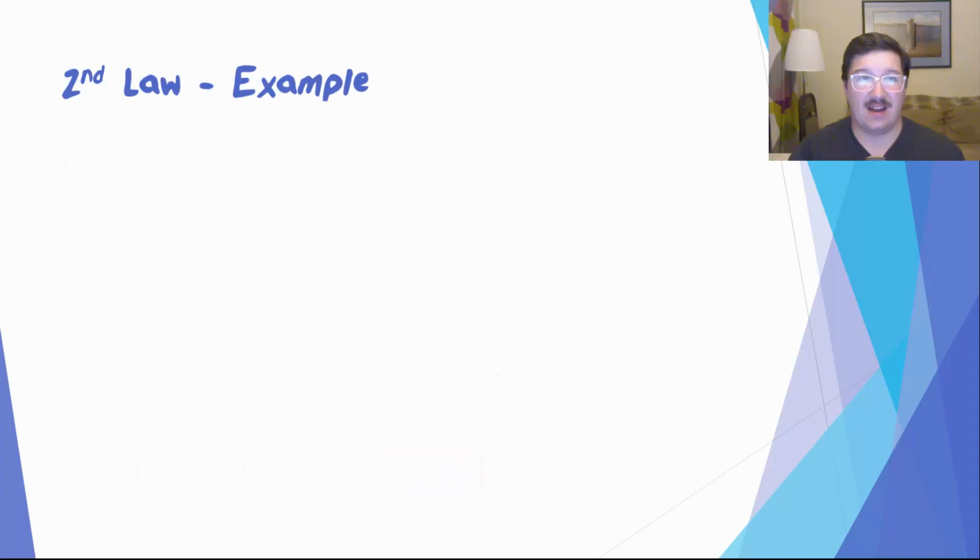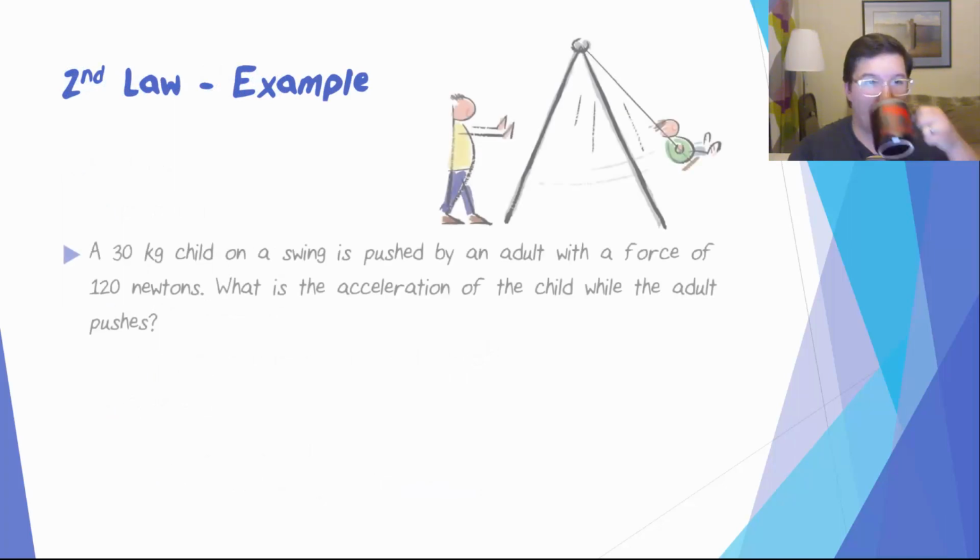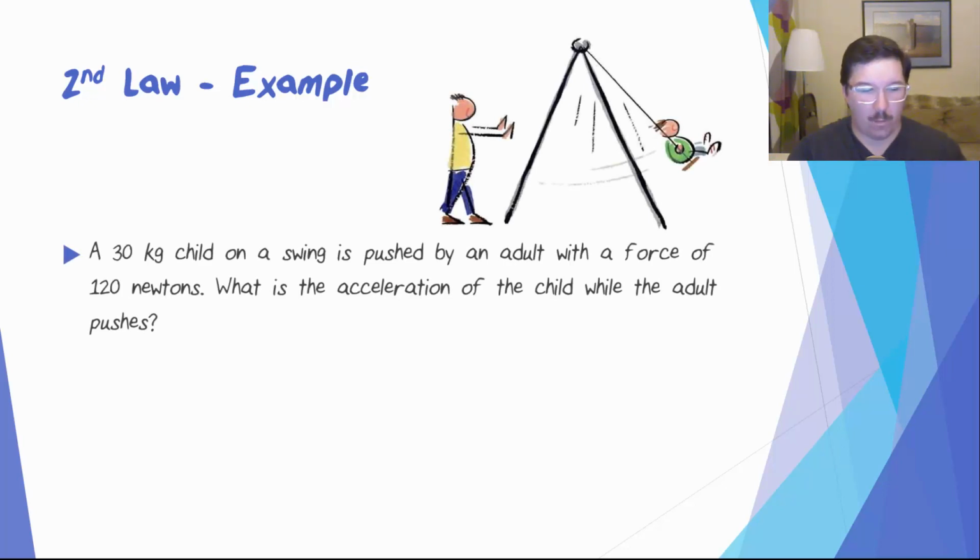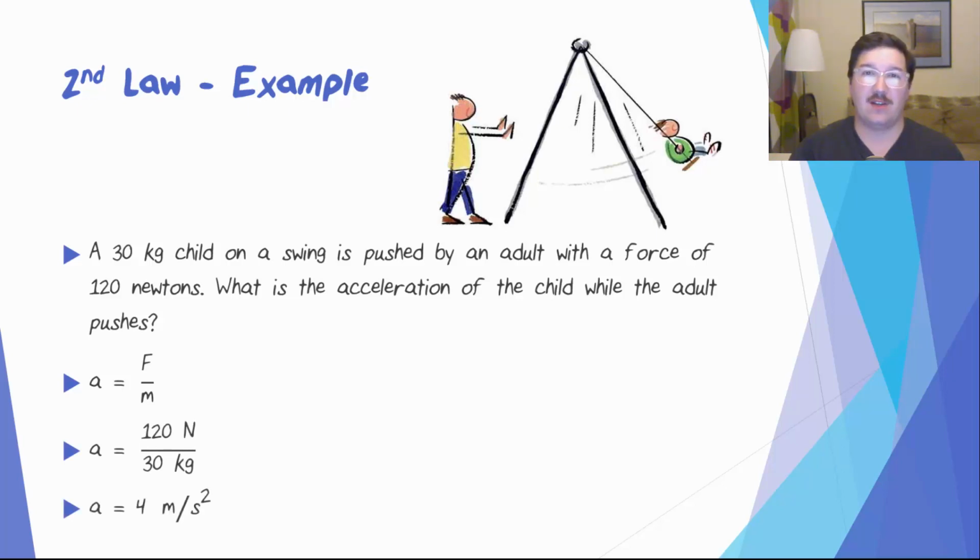Let's take a look at an example of a problem involving Newton's second law. A 30-kilogram child on a swing is pushed by an adult with a force of 120 newtons. What is the acceleration of the child while the adult pushes? We'll answer this problem like we do any other problem. We'll write down the equation that we're going to use. We can substitute in the information that we know, 120 newtons over 30 kilograms. We would find that the child's acceleration is 4 meters per second squared.